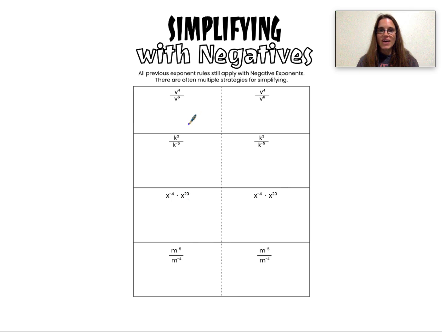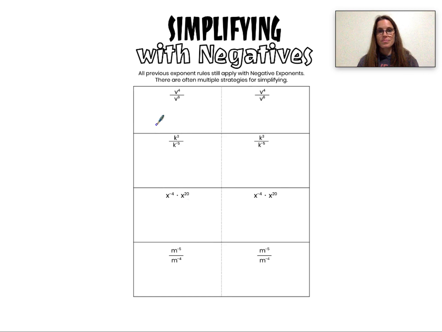When we are simplifying expressions with negative exponents, there are many times multiple strategies for simplifying the expression. On this notes page, we will simplify the same expression two different ways. Just remember that all the previous exponent rules still apply with negative exponents. So product rule where we add the exponents, quotient rule where we subtract, and power rule where we multiply the exponents.